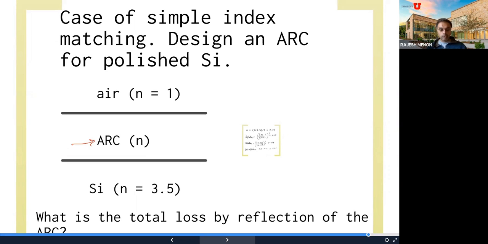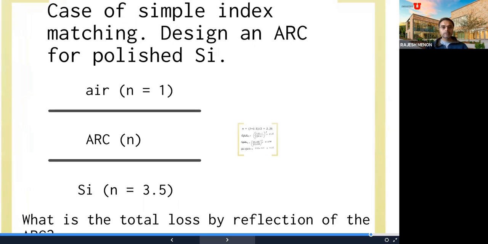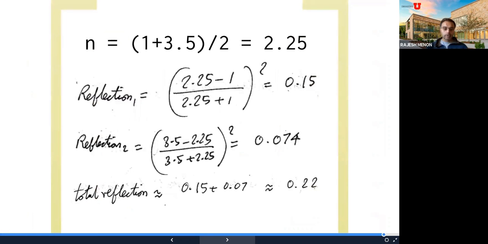In this case, all you can do is try to match the refractive index between these two, try to mediate the index variation between those two. And there are many ways to do this. An example that you saw before, you can take an arithmetic mean and you get something like 2.25, which, serendipitously, turns out to be the index of silicon nitride. So that's what a lot of people use actually.